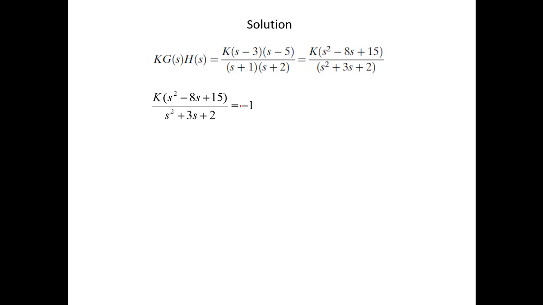The first thing is that you have to equate it to -1, because you know the drill: 1 plus G(s)H(s) is equal to 0.